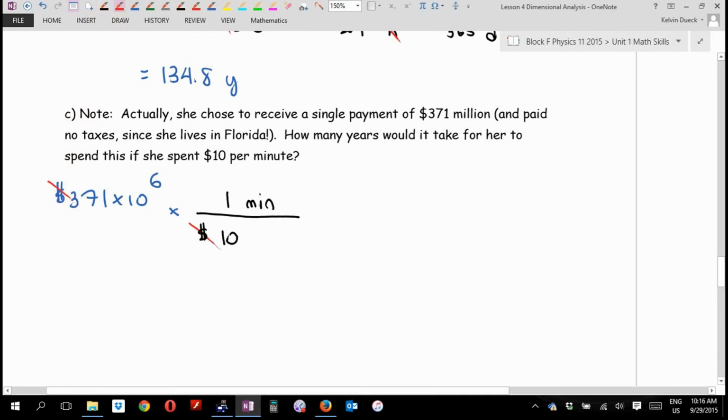We want to end up in years. Anybody know how many minutes are in a year? No? Well, let's keep building our chain. What can I go from minutes into? Hours? Sure. Minutes is going to go on the bottom here. Hours is on the top. 1 hour, 60 minutes. I know that from growing up.